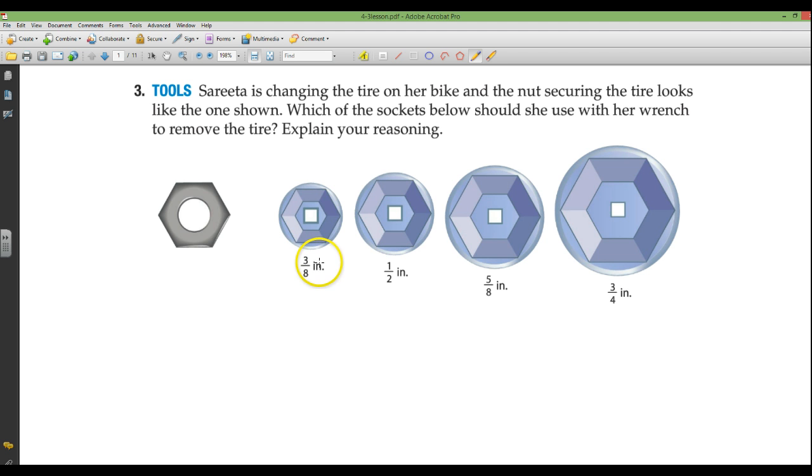Okay, on number 3, Sarita is changing the tire on her bike. The nut securing the tire looks like the one shown here. Which of the sockets below should she use with her wrench to remove the tire? Explain her reasoning. So it's very plain to see that she would use the 1/2-inch socket. And for an explanation, we could say that the socket is congruent to the nut, therefore this socket would fit on that nut.